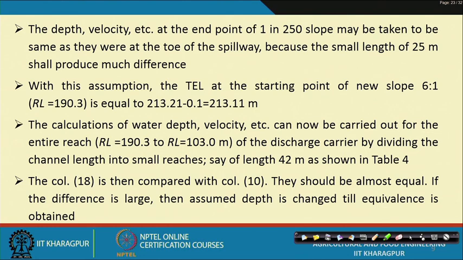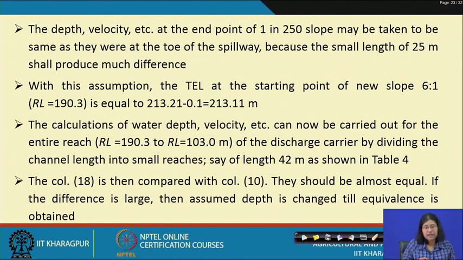The depth and velocity at the end point of the 1 in 250 slope may be taken to be the same as they were at the toe of the spillway, because the small length of 25 meter shall not produce much difference. With this assumption, the tail level at the starting point of the new slope 6:1 is equal to 213.21 minus 0.1 meter, that is 213.11. Now, the calculation of water depth, velocity etc. can be carried out for the entire ridge.